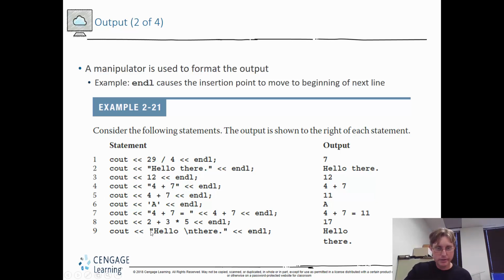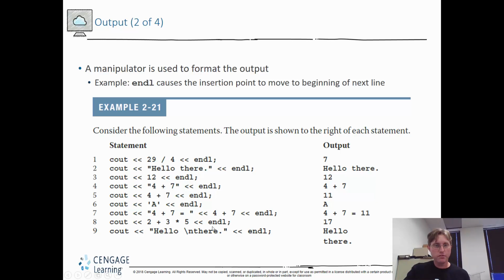How about this? You can actually chain different output together. So cout "4 plus 7 equals". And if you want spaces to be output as well, you need to put them inside the quotes. So it outputs 4 plus 7 equals, space. And then the next thing is 4 plus 7. So it's going to output the result of that, 4 plus 7, which is 11.